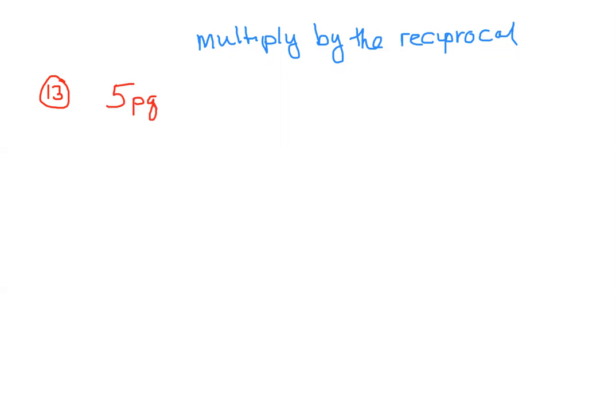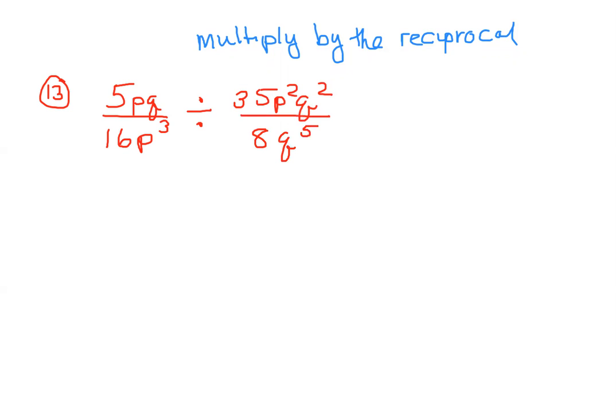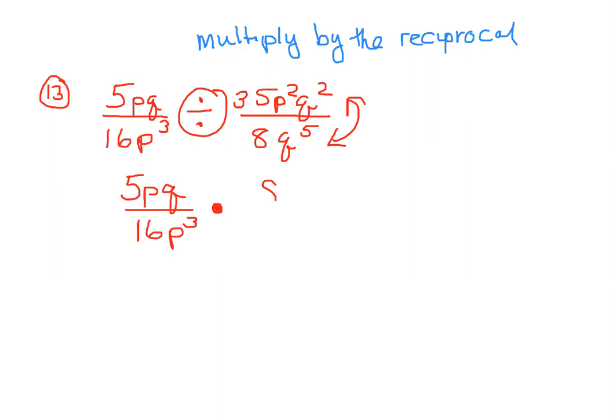5pq over 16p cubed divided by 35p squared q squared over 8q to the 5th. So we are going to write the first one exactly like it is, and then we're going to change the division to multiplication, and we're going to flip the second one. Take the reciprocal and then solve it just like we solved it up above, because now it's just a multiplication problem.